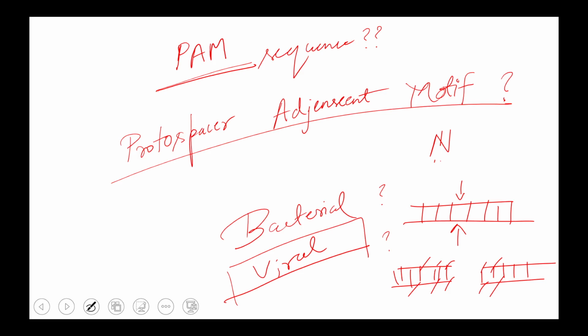If the PAM sequence is absent, then that endonuclease activity will not happen. That is why in the bacterial DNA, the PAM sequence is absent. So even though the guide RNA will go and bind to the bacterial DNA, it will not make a cut, because endonuclease activity will not be activated unless PAM sequence recognition happens. PAM recognition happens only in the viral DNA because only there the PAM sequence exists, so only there the DNA gets cleaved and fragmented.